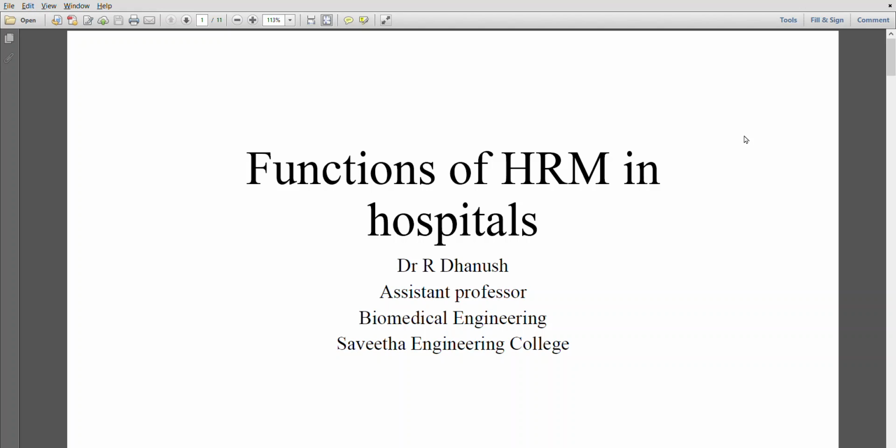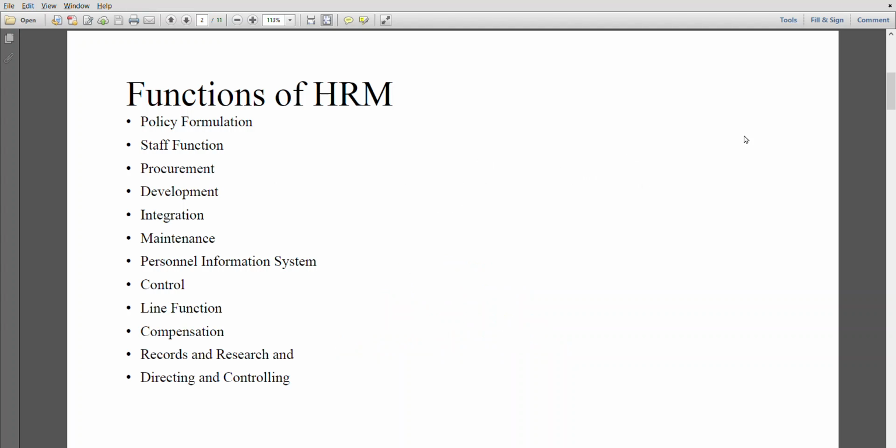Let's see about functions of human resource management, HRM, in hospitals. So, let's first list down what are various different functions of HRM in any organization. They are policy formulation, staff function, procurement, development, integration, maintenance, personal information system, control, line function, compensation, records, research, directing and control. Most of these functions which I have listed here come under four major groups. They are policy formulation, staff function, line function, control and management.